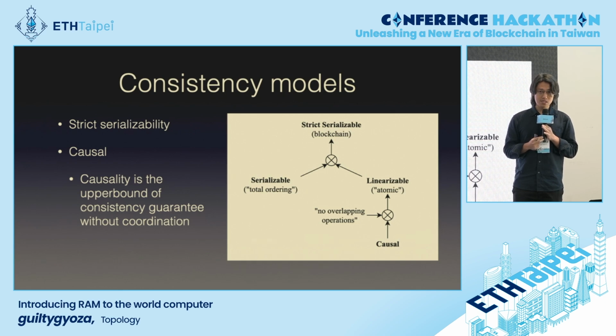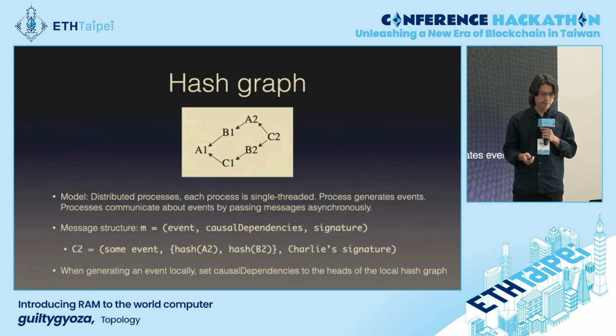A weaker consistency model called the causal consistency model is the model that we really care about, because causality is the upper bound of the kind of consistency guarantees you can get while you do not need any coordination. And coordination is voting, is consensus, is what really takes up the majority of the time for these distributed systems. So in short, if we stick to the causal consistency model, we can skip the voting and consensus entirely, but still guarantee that all replicas reach consistency at the end of the day.